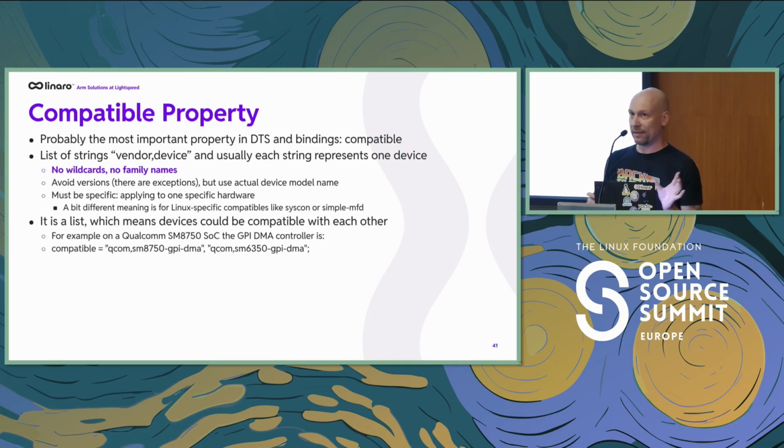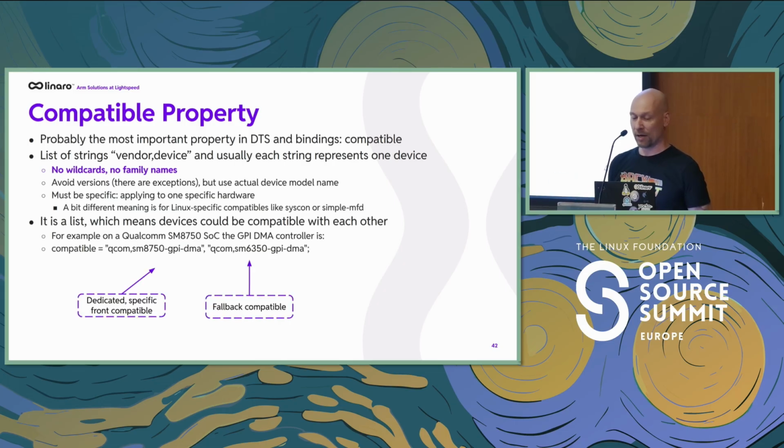I said that it's a list. The list could have one element, then it's actually pretty simple, but it could have two elements. And the example here shows some Qualcomm device where the device is 8750, and it's actually compatible with 6650, 6350, and this is why there are two entries. We call one the front, the dedicated compatible, and one the fallback. The one on the farther side is the fallback. Fallback because if the front doesn't work, you fall back there.